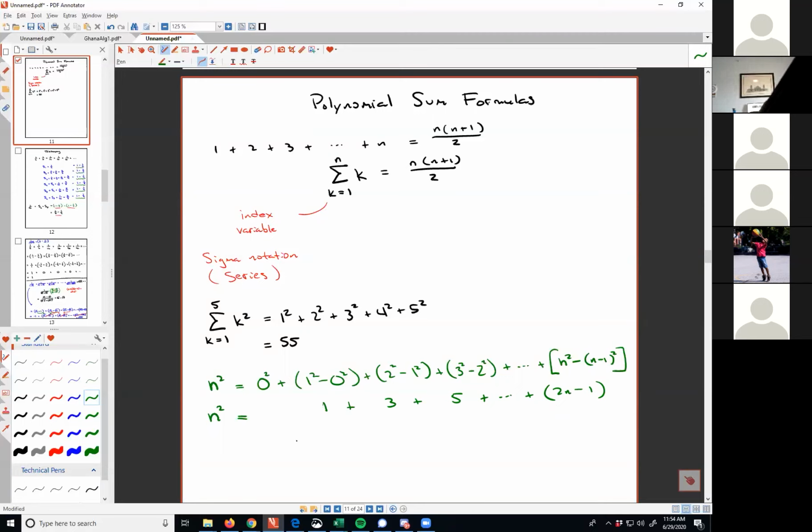Okay, well now n squared then is equal to the sum as k goes from 1 to n of 2k minus 1. Well, that's the same thing as saying the sum as k goes from 1 to n of 2k, and then subtracting away all the ones separately. And then we can factor out a 2. And we can note that summing n ones together is just n.